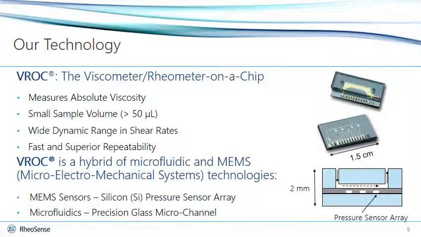RheoSense VROC technology, which stands for viscometer rheometer on a chip, is based on a rectangular slit geometry. So shear rate is well defined, and among other advantages it presents, it measures absolute viscosity or true viscosity. Additional advantages are the smallest sample volume in the market, a wide dynamic range in terms of viscosity and shear rate, and fast and superior accuracy and repeatability.